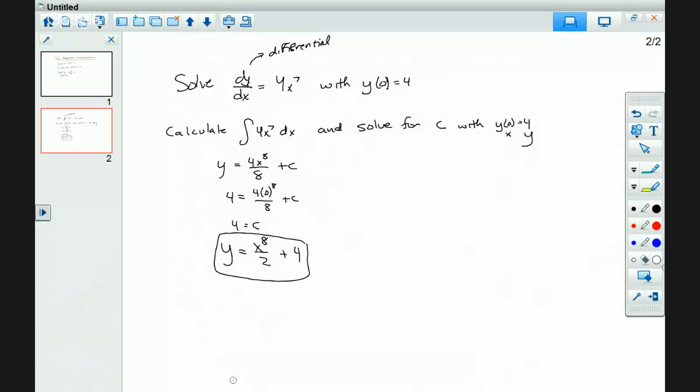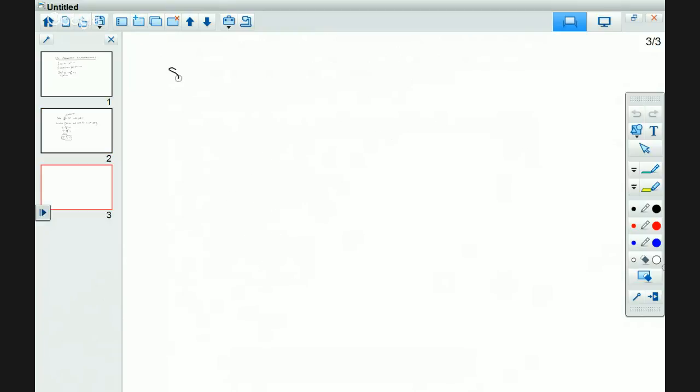Math lingo. All right, let's look at another one just to make sure. Another one. Guess what? It's probably harder. Solve dy/dt equals sine pi t, with y of 2 equal to 2.